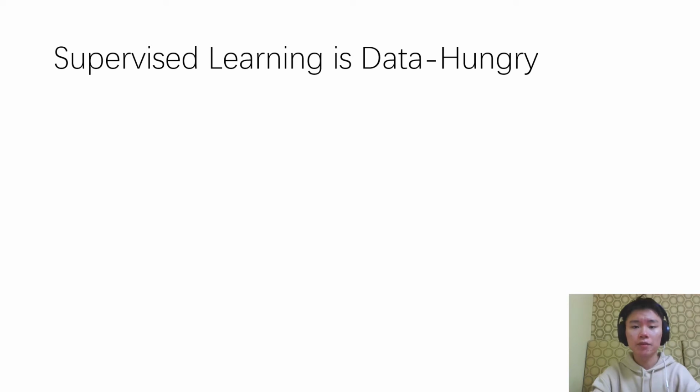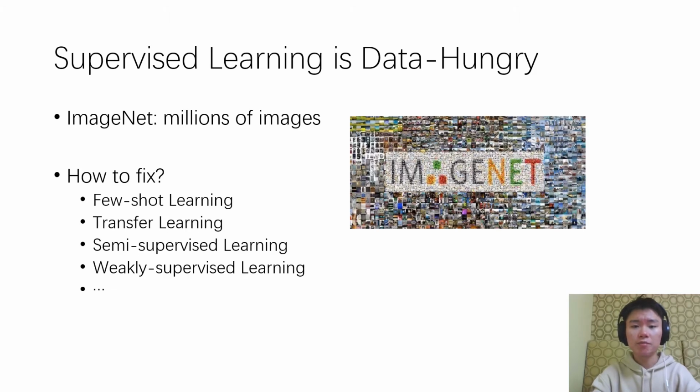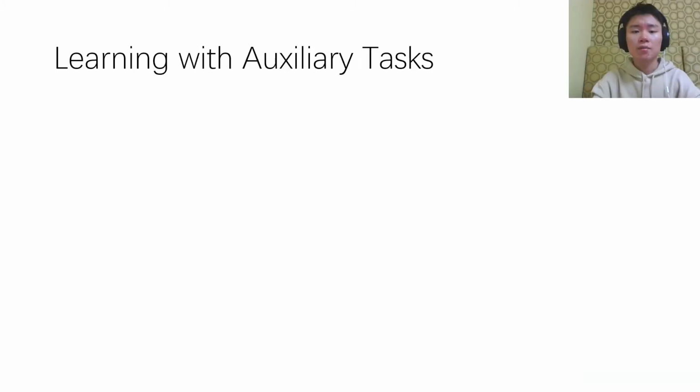In this work, we will focus on this problem. Supervised learning is really data hungry, or data inefficient. For example, to train a model with a decent accuracy, we need like millions of images. Towards this problem, people have come up with lots of settings and algorithms. For example, few-shot learning, transfer learning, semi-supervised learning, weakly supervised learning, and so on. But what we focus on in this work is another way, that is, if we can reduce our data requirement through multitask learning.